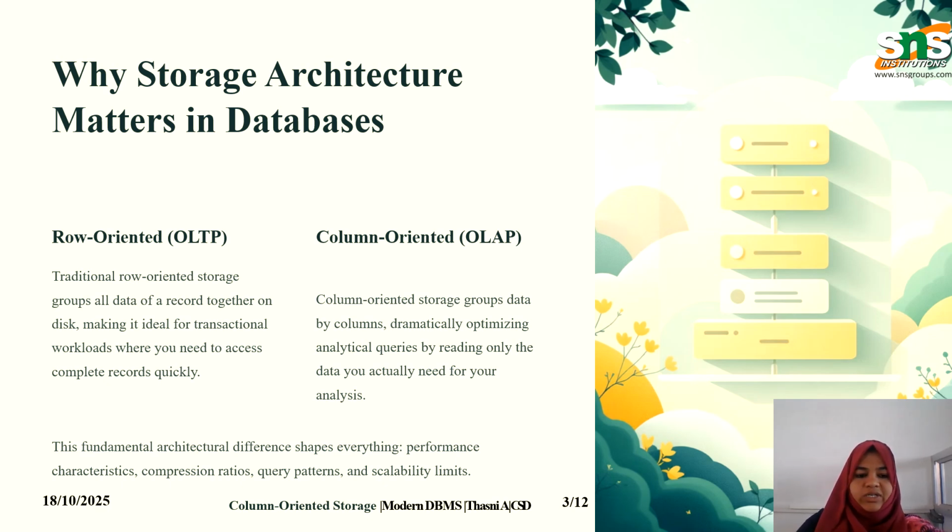Row oriented is the traditional way, where all the data of a record is grouped together on disk, making it ideal for transactional workloads where you need to access complete records quickly. Whereas in column oriented, we are grouping the data by columns, dramatically optimizing analytical queries by reading only the data you actually need for your analysis. So the fundamental architecture difference shapes everything: performance characteristics, compression ratio, query pattern, and scalability limits.